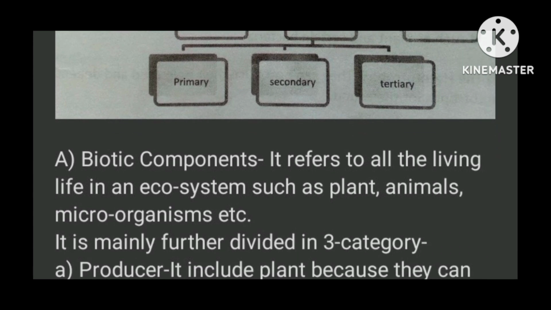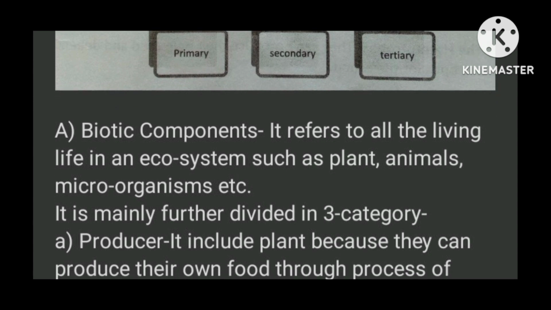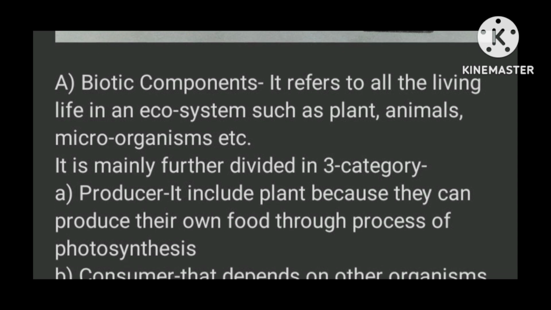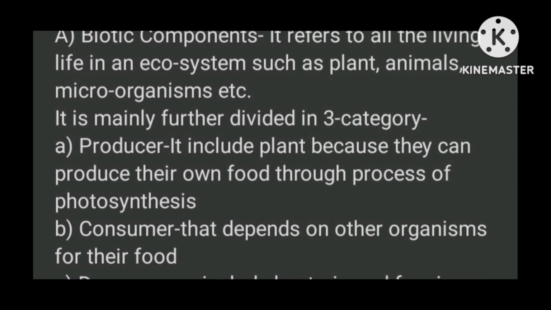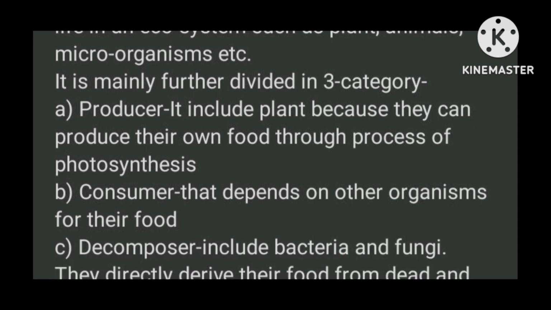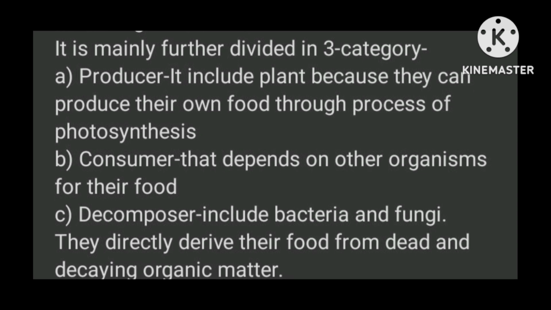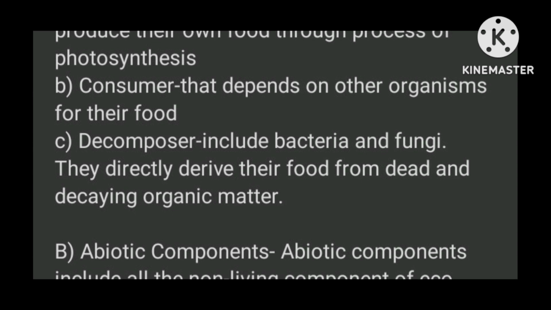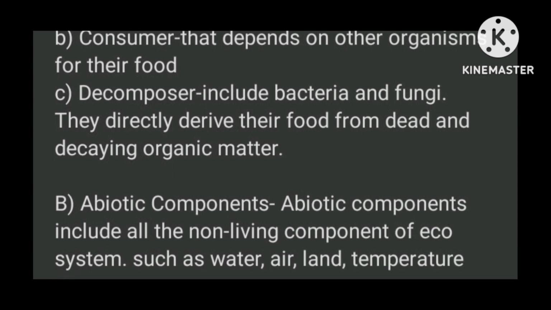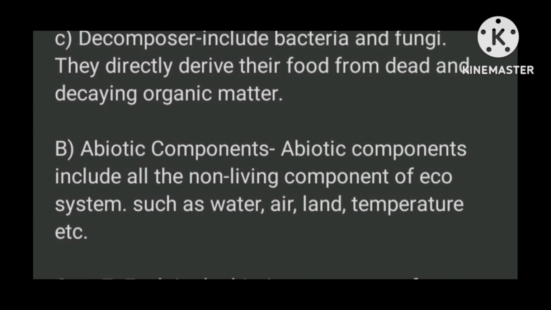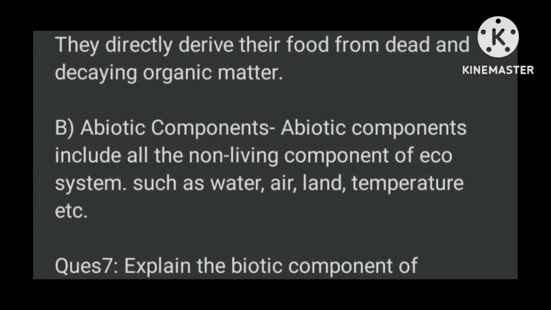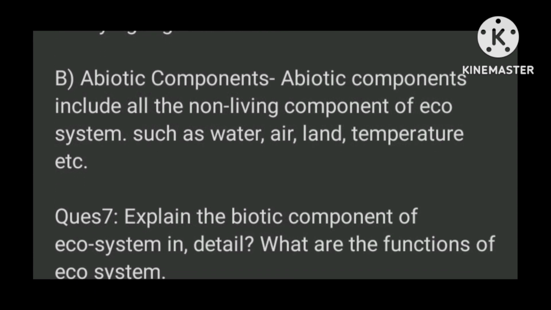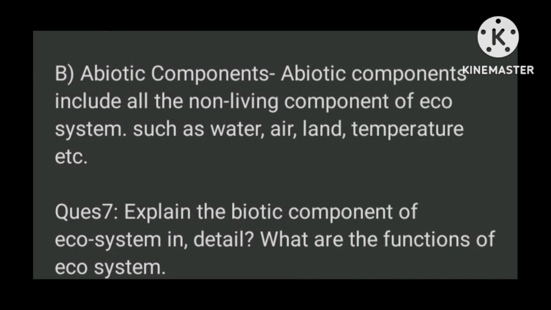A. Biotic components refer to all the living life in an ecosystem such as plants, animals, microorganisms, etc. It is mainly further divided into three categories. A. Producer: it includes plants because they can produce their own food through the process of photosynthesis. B. Consumer: depends on other organisms for their food. C. Decomposer: includes bacteria and fungi. They directly derive their food from dead and decaying organic matter. B. Abiotic components include all the non-living components of the ecosystem, such as water, air, land, temperature, etc.